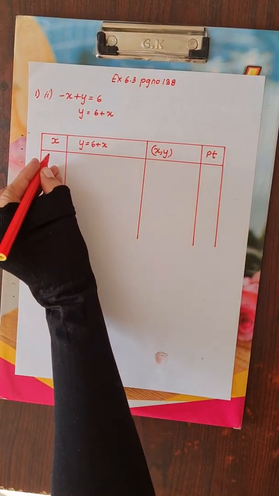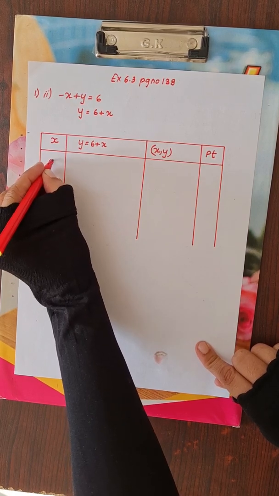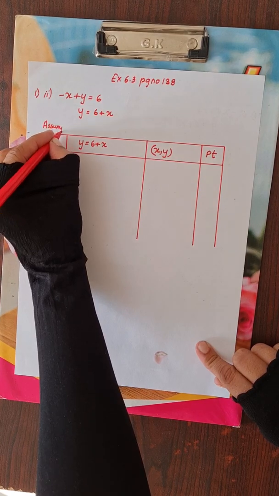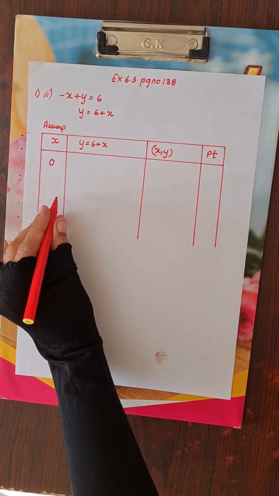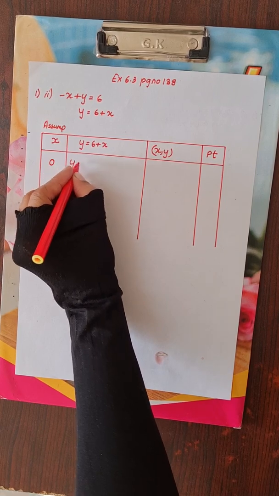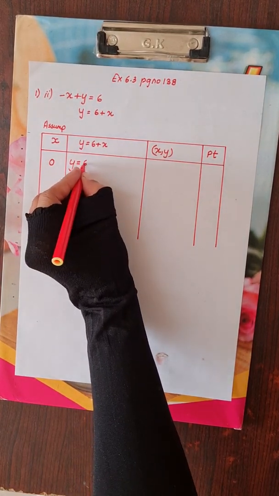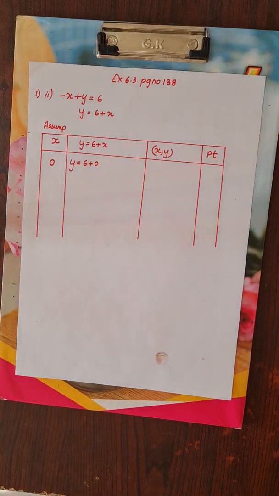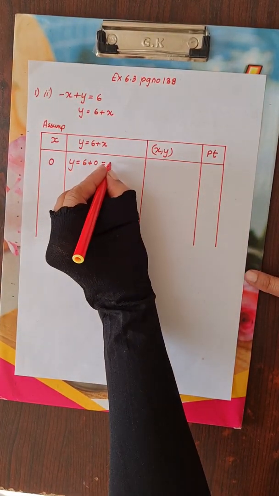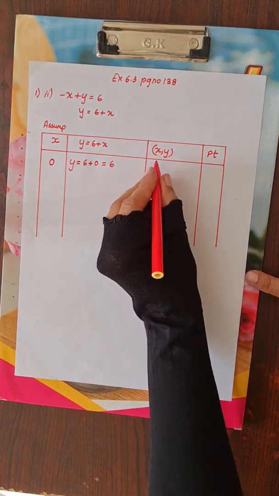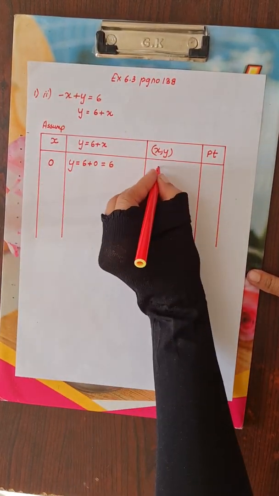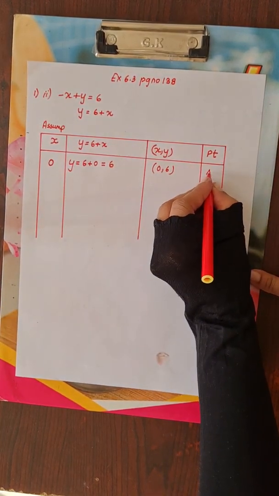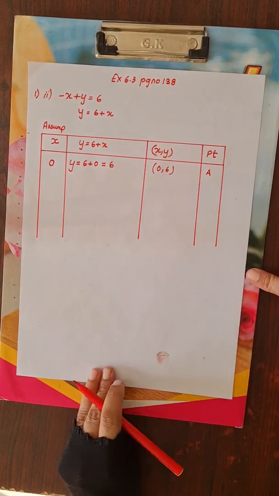So I am assuming let x is equal to 0. This is my assumption, children. You can take any value. Now if x is equal to 0, then y can be found using the given equation. y is equal to 6 plus 0, and 6 plus 0 is nothing but 6. So we have the point x is 0 and y is 6, so it is 0 comma 6. Let me name this point as point A, which I will be representing on the graph.